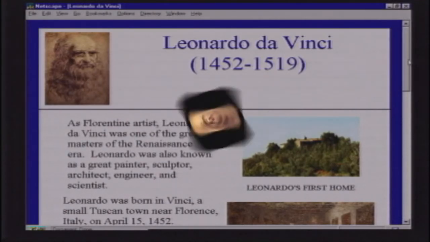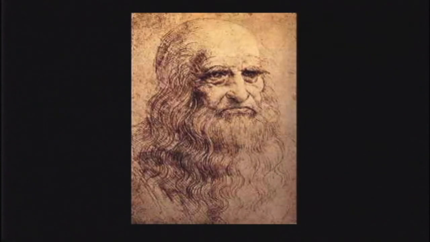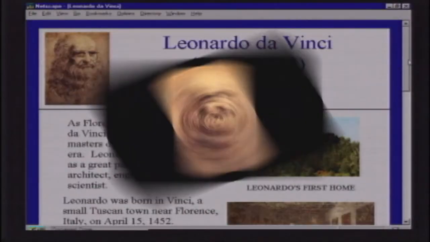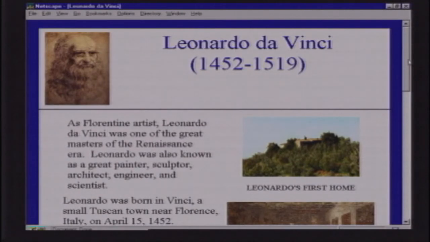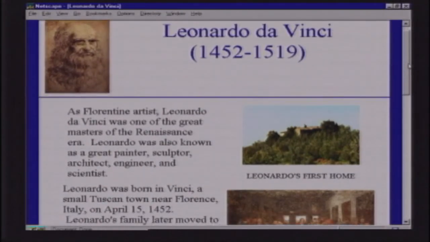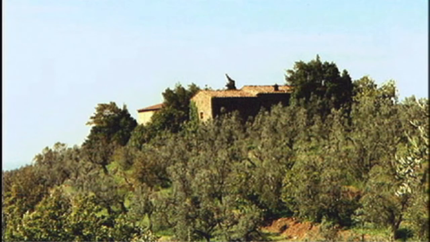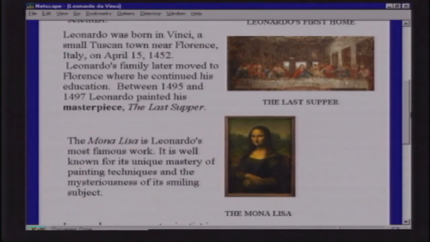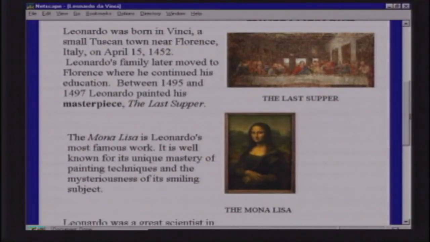A Florentine artist, Leonardo da Vinci was one of the great masters of the Renaissance era. Leonardo was also known as a great painter, sculptor, architect, engineer, and scientist. Leonardo was born in Vinci, a small Tuscan town near Florence, Italy, on April 15, 1452. Leonardo's family later moved to Florence, where he continued his education.